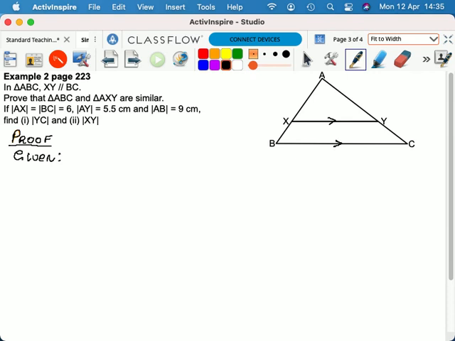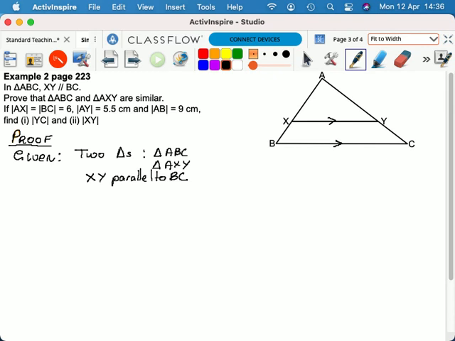So what have we been given? We've been given two triangles. And what are those two triangles? Triangle ABC and triangle AXY. What else were we given? We were given that XY is parallel to BC. Okay. What have we been asked to prove?